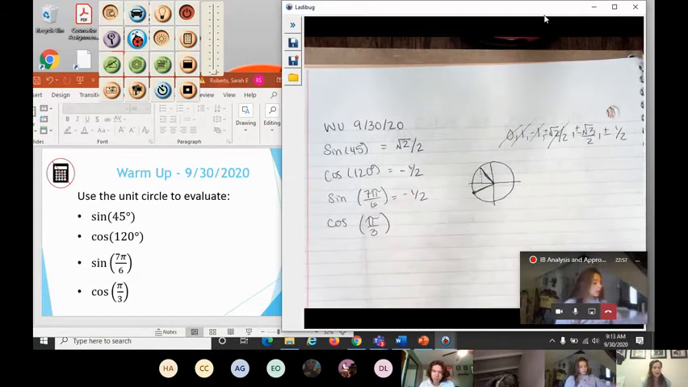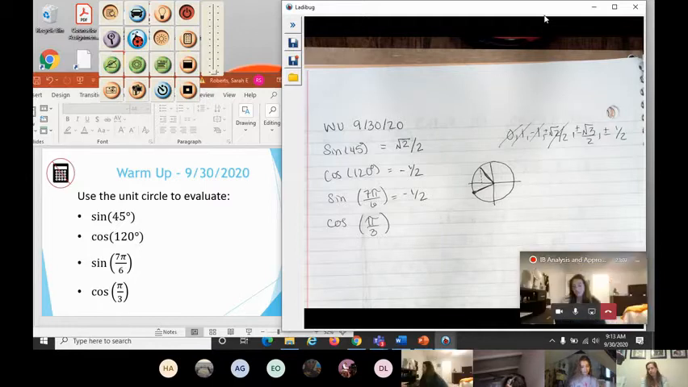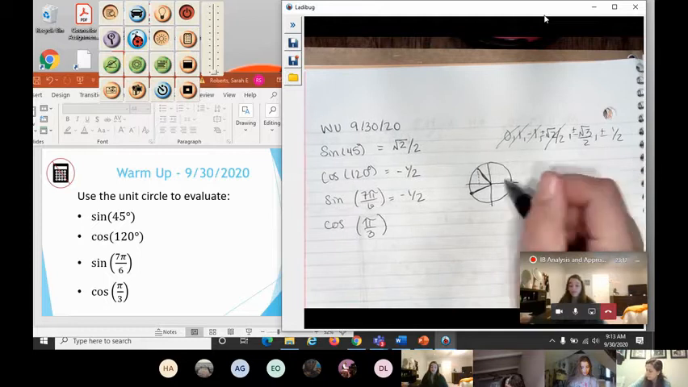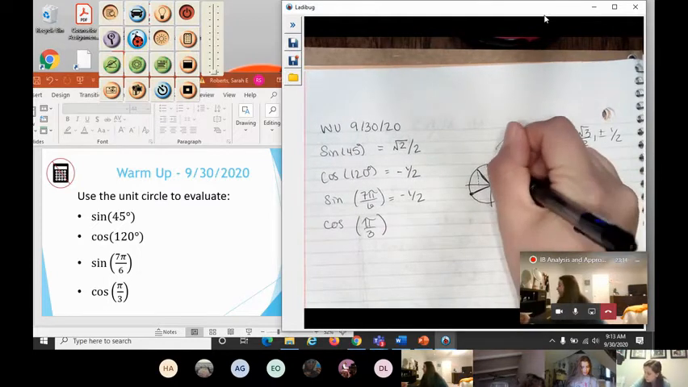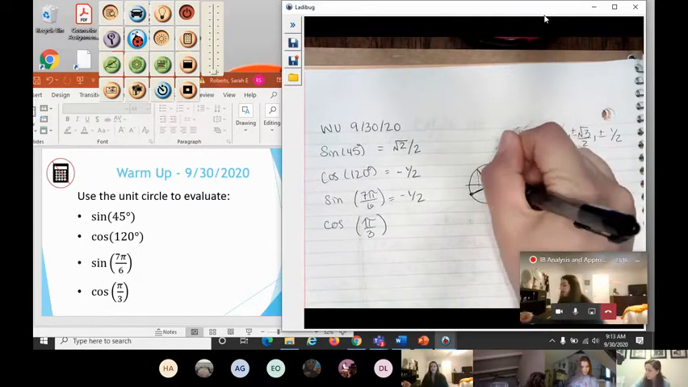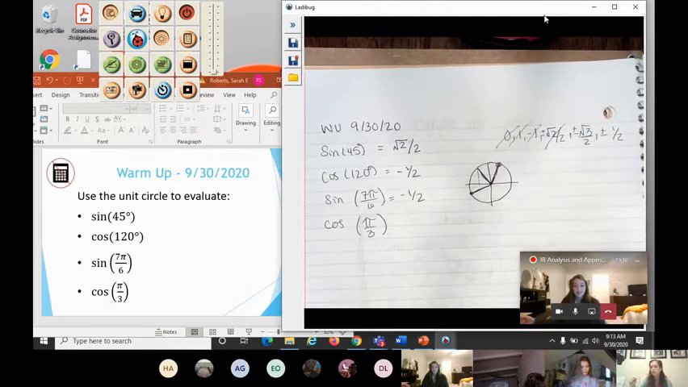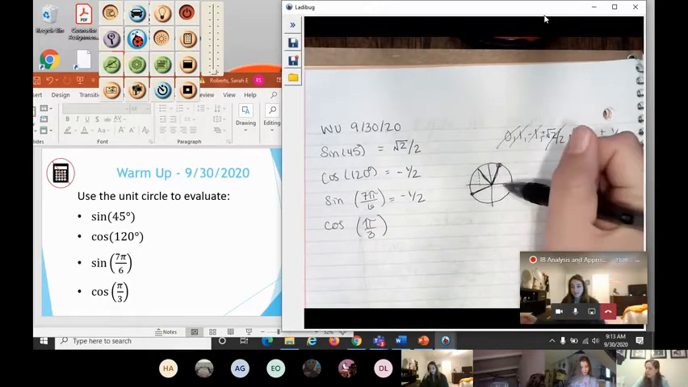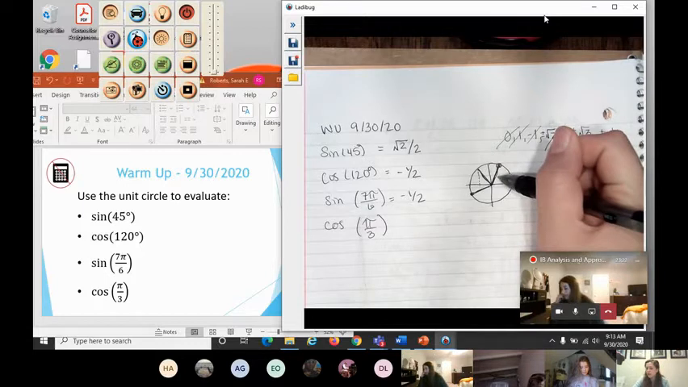Very good. And the lucky winner is Caroline. Can you do cosine of pi over 3 for me? So I looked at pi over 3 and I put 1/2. So let's look at pi over 3. Pi over 3 is the one up here, right? Because it's the bigger angle.